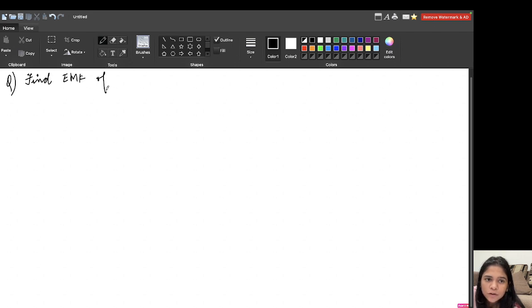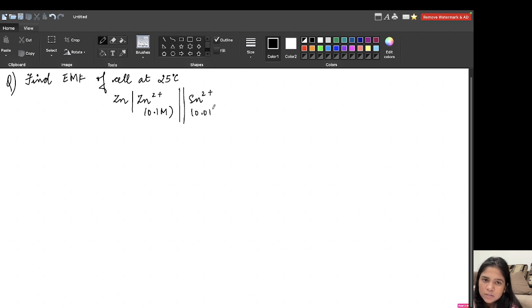What you have to do? You have to find the EMF of the cell at 25 degrees Celsius. And what is the cell? Zn2 plus, this is your 0.1 M, Sn2 plus 0.01 M and Sn. First, write down the reactions. What is happening here? Zinc is getting oxidized to Zn2 plus and 2 electrons. What is happening to Sn? Sn is getting reduced. So Sn2 plus and 2 electrons is giving you Sn.